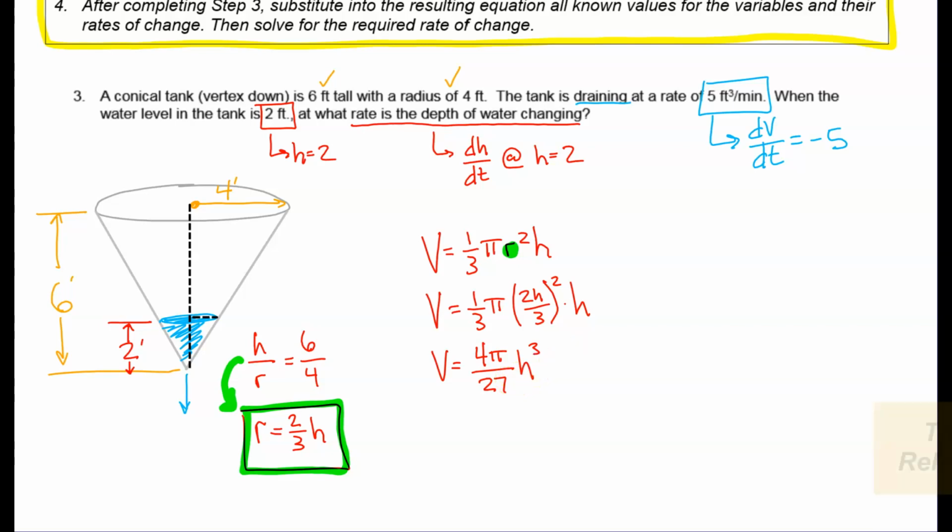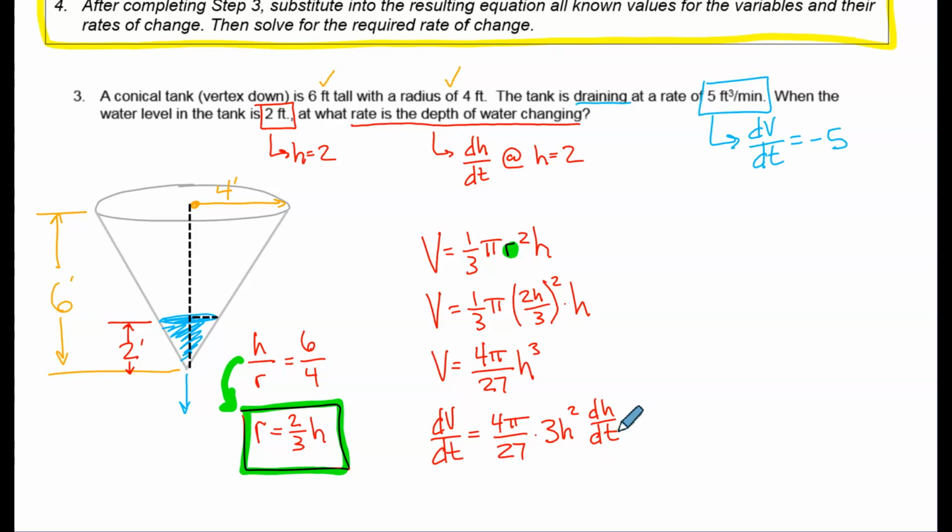Okay, so now I have this volume function, volume as a function of height. It's time to take a derivative. So let's go ahead and take the derivative of this whole thing with respect to time. dV/dt on the left. Now I have this constant of 4 pi over 27, a constant multiplier. I'm going to include that. Now I have to take the derivative of h cubed. That's going to be 3h squared times dh/dt.